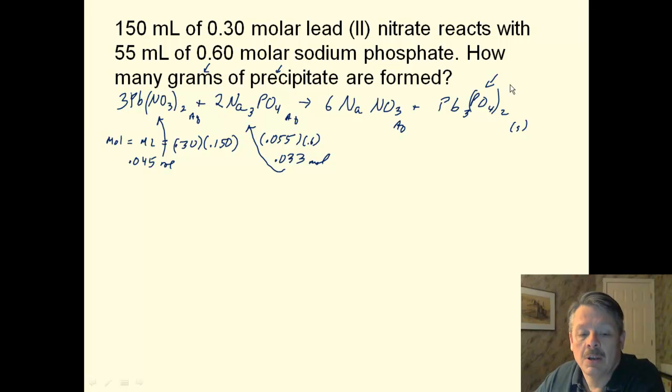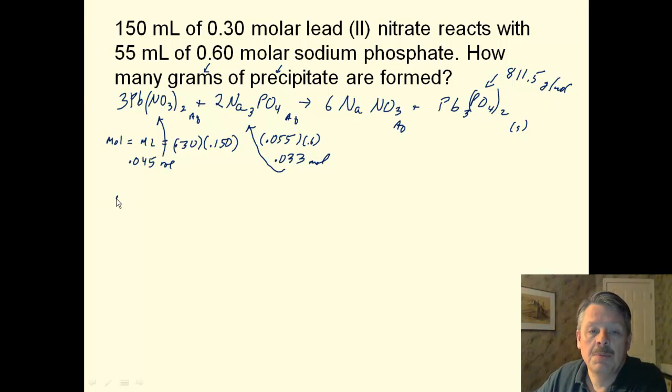So this is my precipitate, so I have to figure out how much that weighs. Right? And I'm not going to waste your time doing that. You can do that. But that's 811.5 grams per mole. Alright, so let's do my stoichiometry piece. I start out with 0.045 moles of lead nitrate.